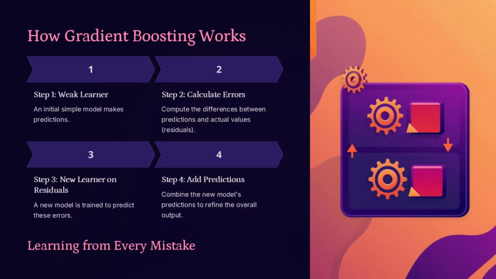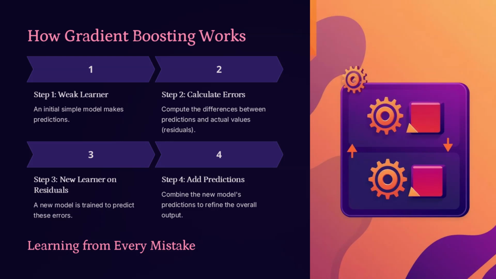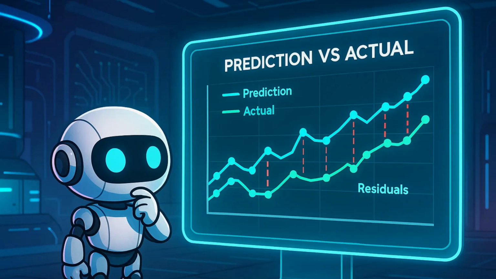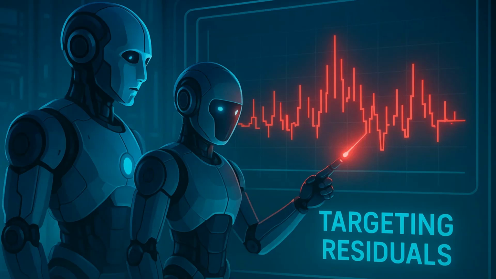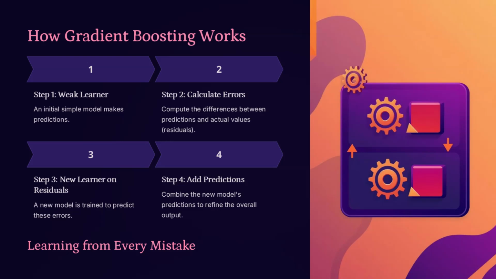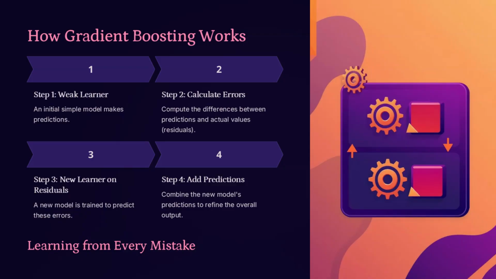Gradient boosting is all about building smarter models step by step. It begins with a weak learner, a simple model that tries to make predictions. Next, we calculate the errors, also called residuals, by comparing those predictions to the actual values. Then, a new model is trained specifically to predict those errors. It focuses only on what the previous model got wrong. Finally, we add the new model's predictions to refine the overall output. This process repeats, stacking models, correcting mistakes, and boosting accuracy. In short, it's about learning from every mistake.